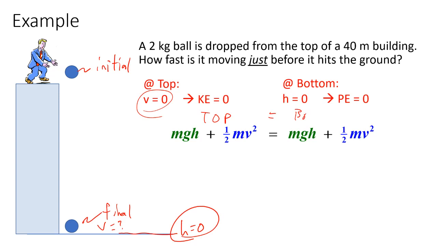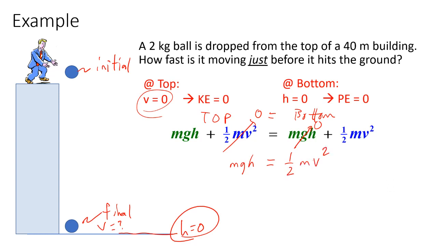The left and right sides of this formula just represent our energy at the top and our energy at the bottom. Our kinetic energy at the top is 0. Our potential energy at the bottom is 0, and we're left with mgh at the top being equal to 1/2 mv squared.